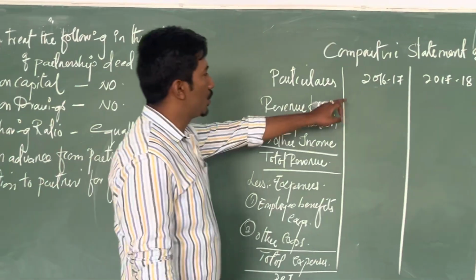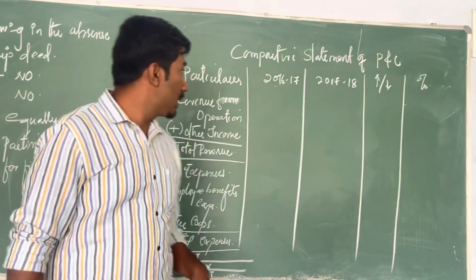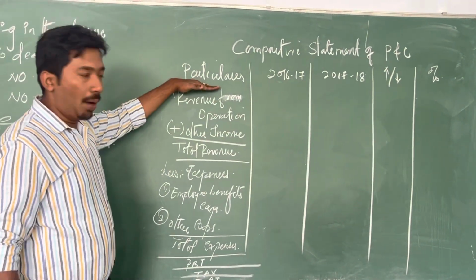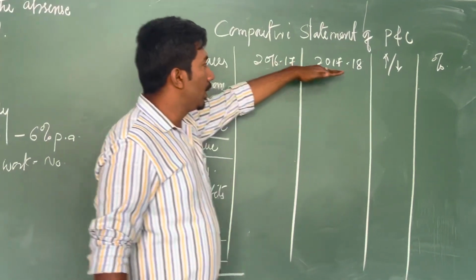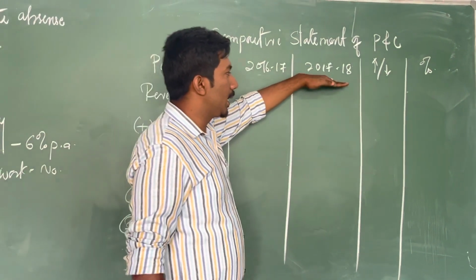The last question is preparing the statement of profit and loss under comparative analysis. Here, this is the format we follow: particulars, base year, current year. The base year is the previous year, and then the current year.